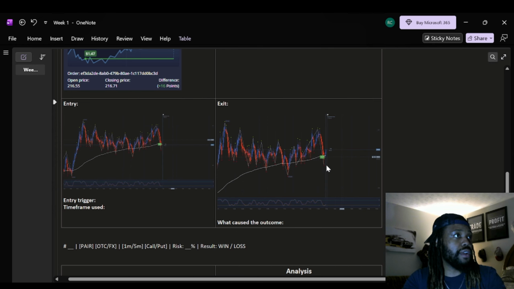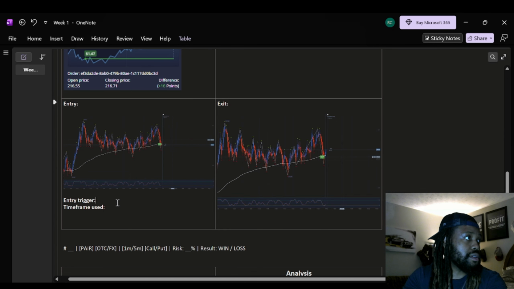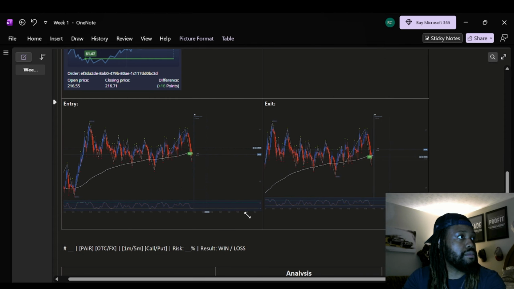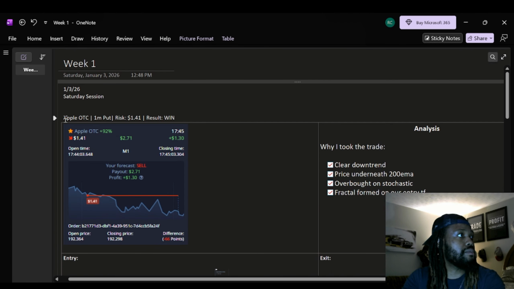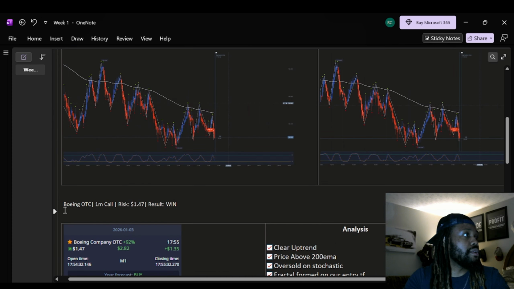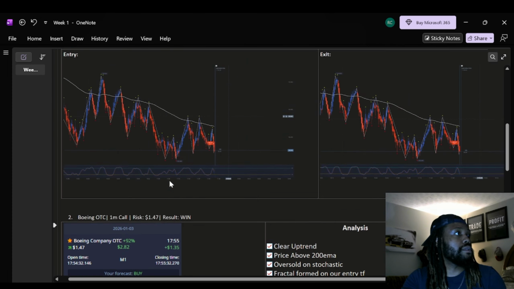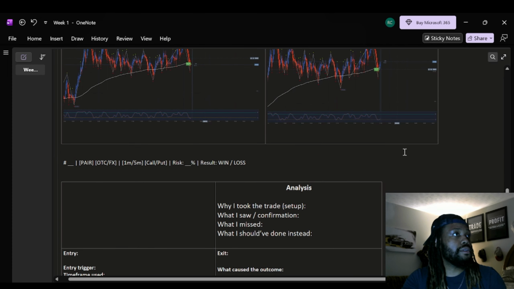Then we had the fractal. The fractal formed under the 200, and we was over. So that's why I took the buy. What caused the outcome? Following our strategy is fire. Let me just make this a little bigger here. Good. And that's it. I can number my trade. Second trade. You feel me? Just a simple little journal.